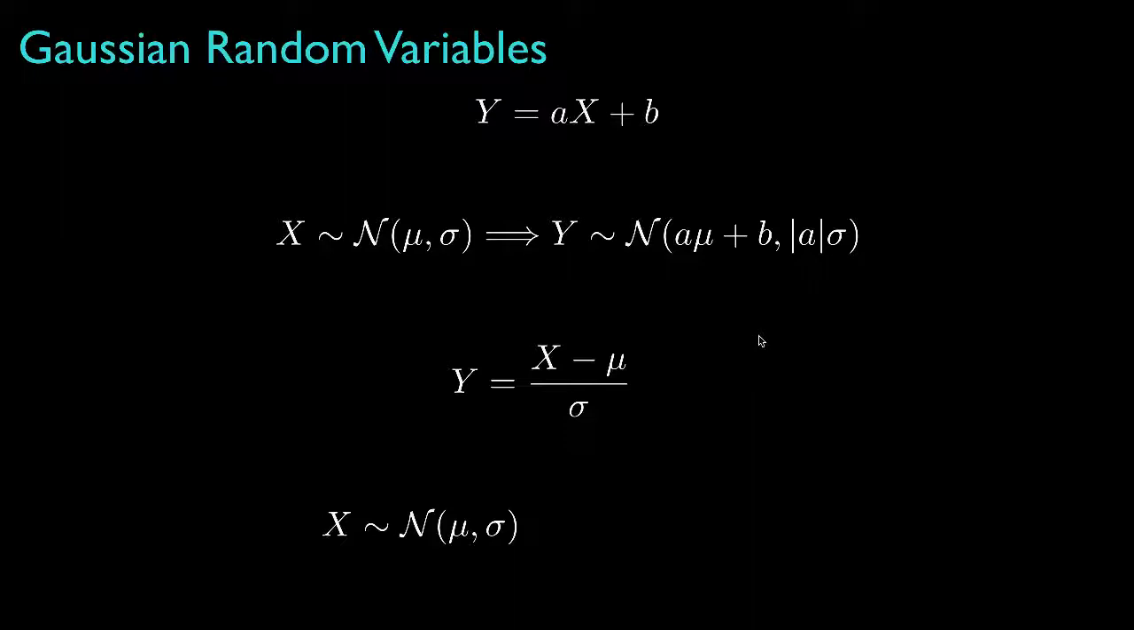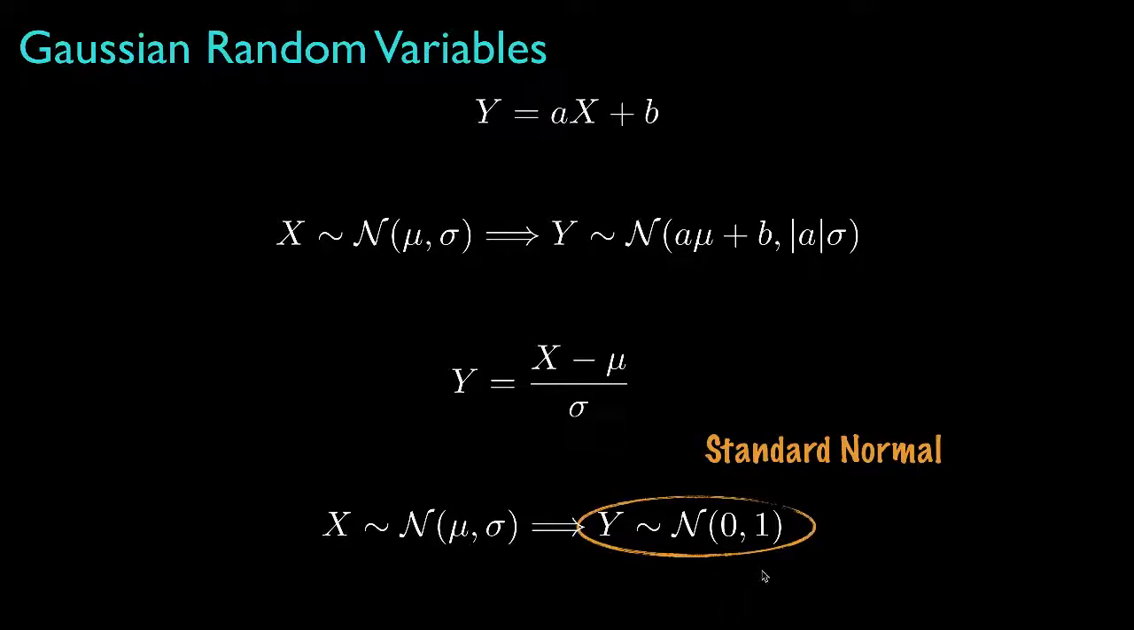Now, one of the most important examples of this occurs when we subtract the mean from a Gaussian random variable, then divide that result by its standard deviation. The result is a Gaussian random variable with 0 mean and unit variance. And this is very important, and we refer to that distribution, that is a Gaussian with 0 mean and unit variance, as the standard normal distribution.